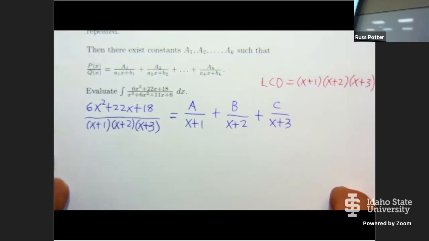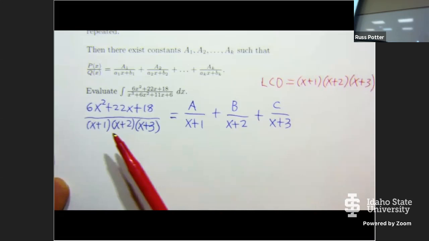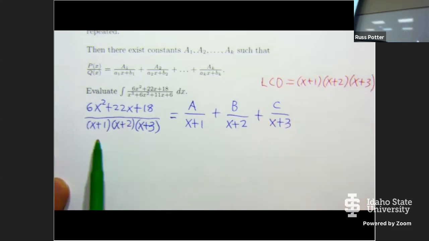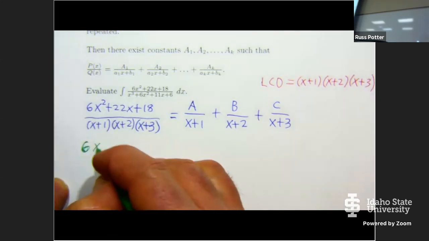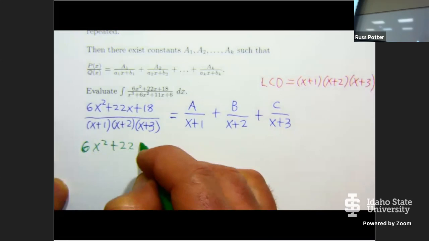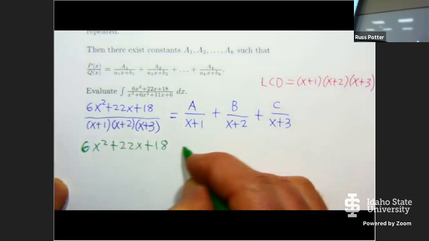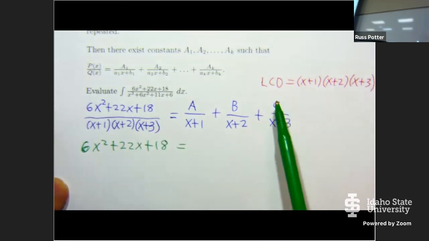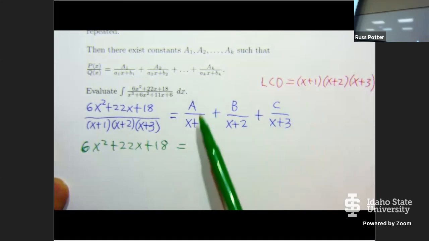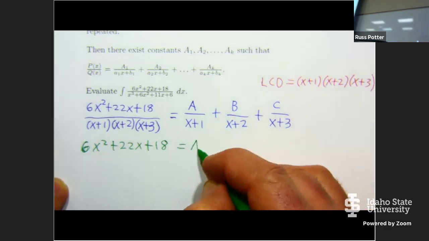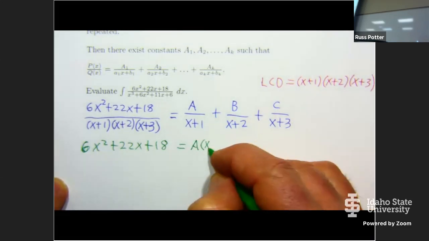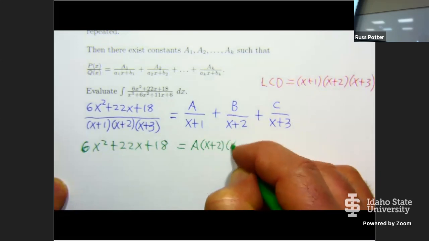Okay, that's the least common multiple of the denominators. When we multiply every term on both sides by that, on the left-hand side, we're just going to get 6x squared plus 22x plus 18. When we multiply the least common denominator by a over x plus 1, the x plus 1 factors cancel, and we'll just have a times x plus 2 times x plus 3.